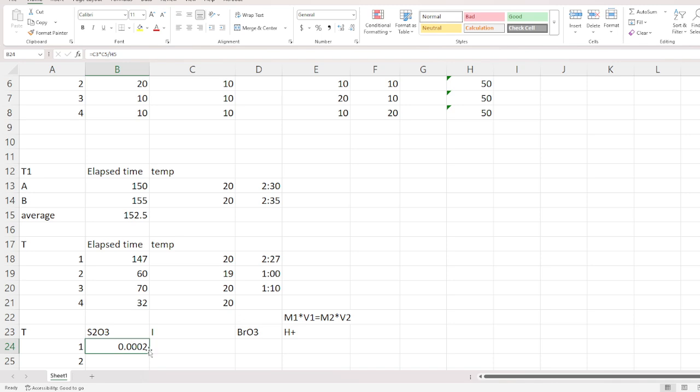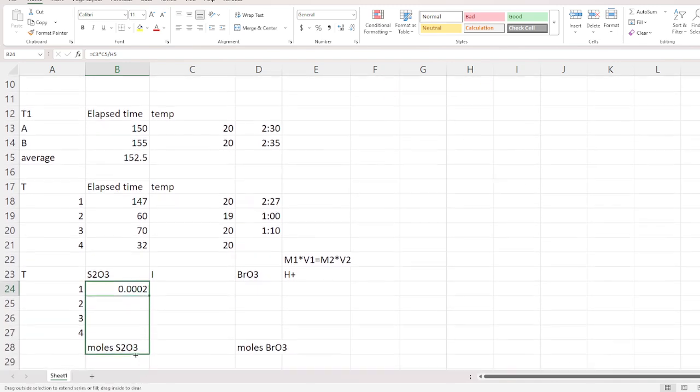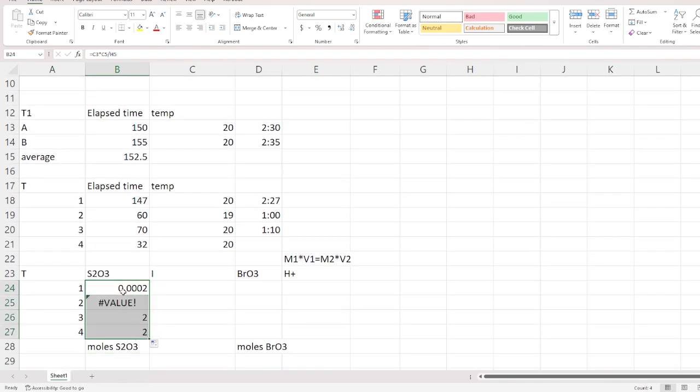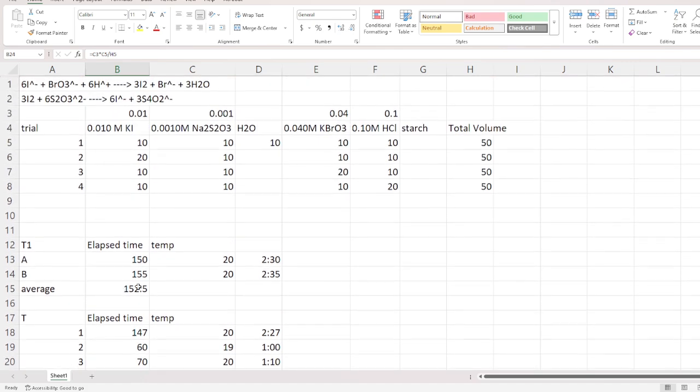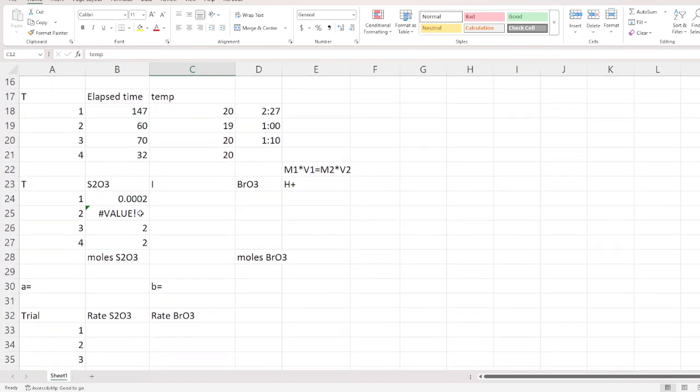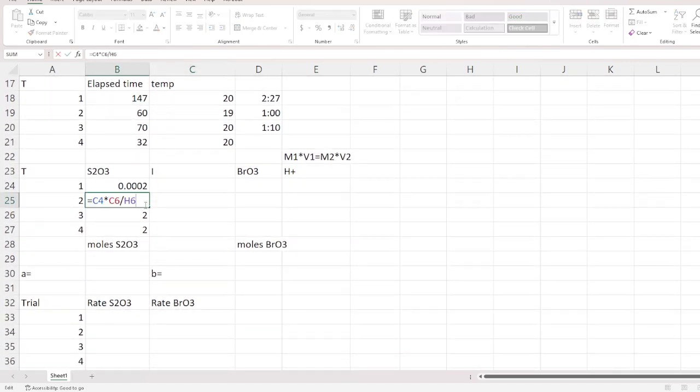Now, if I drag this down, I'm going to run into a problem. The problem is, when I drag that down, instead of referring to C3, C5, and H5, it now refers to C4, H6, and C6 and H6, which there's not a number there. So I don't want to change my M1. So how do I keep my M1 the same?